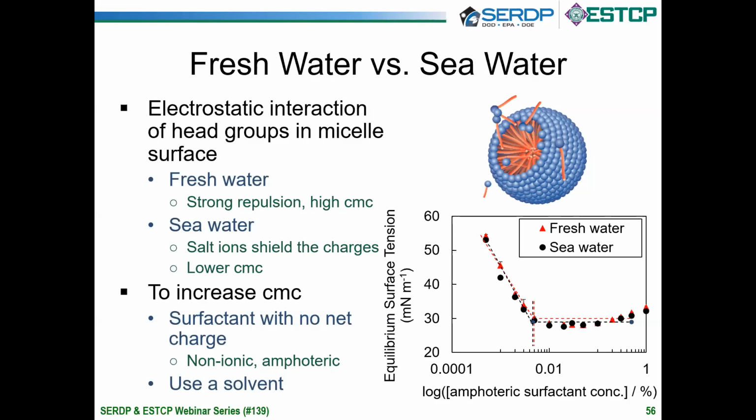The other thing we can do is use a solvent. We can put a solvent into the formulation that will help solubilize surfactants to increase the CMC, but as we'll see in a moment, this can have a negative influence as well.